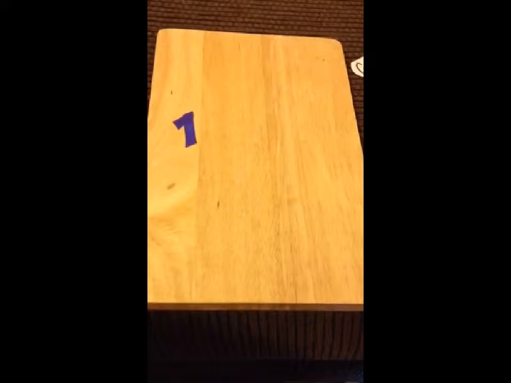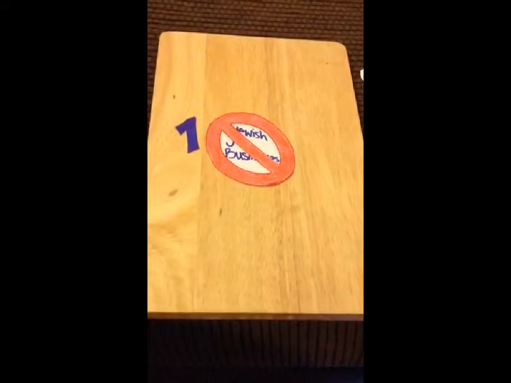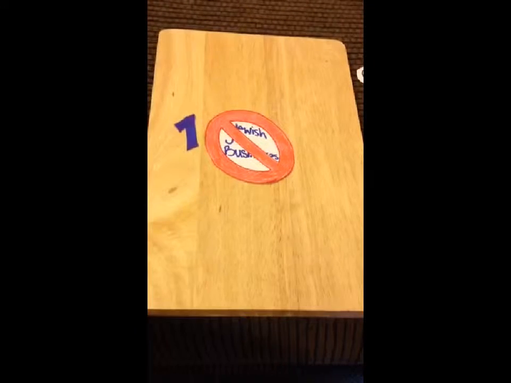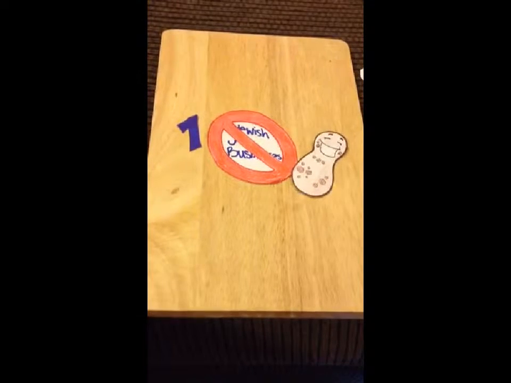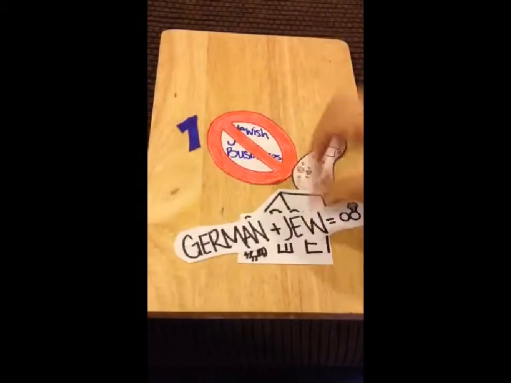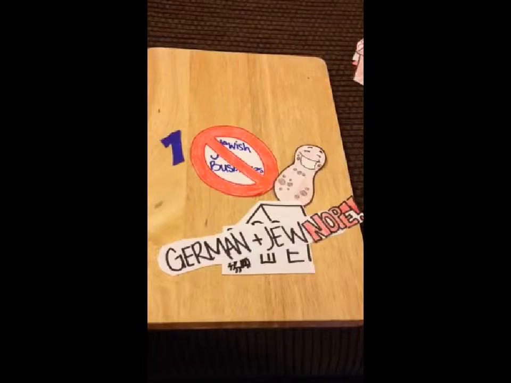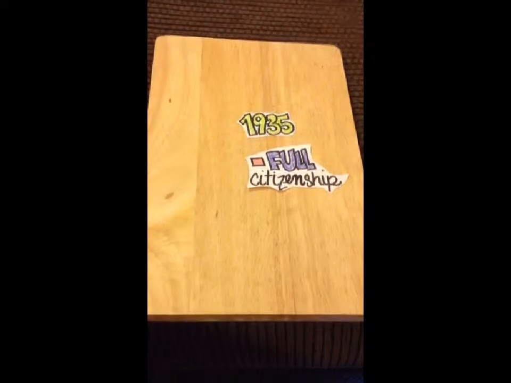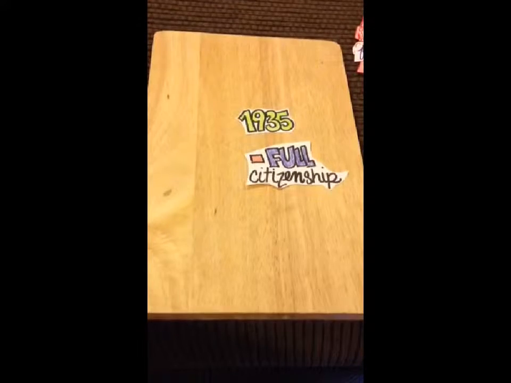The first stage of separating Jewish people from society really began with the boycotting of Jewish businesses in April of 1933. From there came the Nuremberg Laws. In a nutshell, these laws excluded the Jewish people from public life and even prohibited marriage between Germans and Jewish people. In 1935, many Jewish people were forced to immigrate due to their loss of full citizenship.